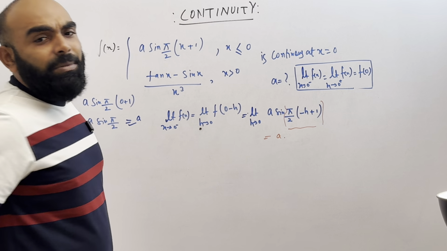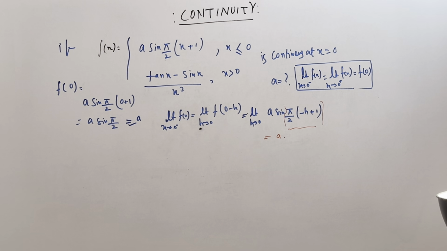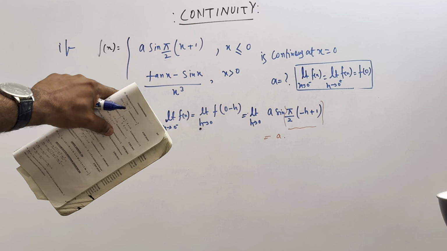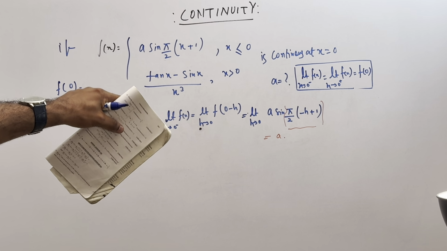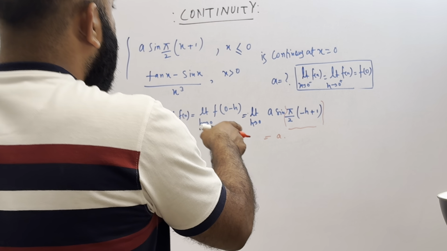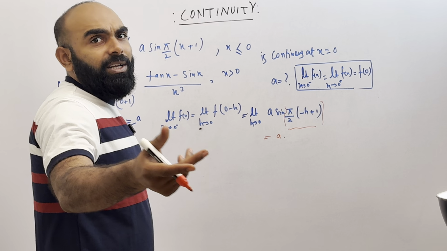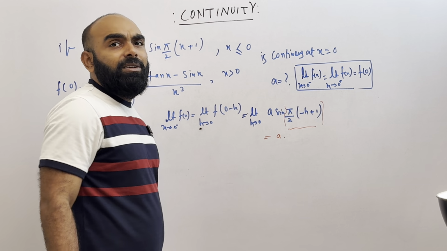I will keep the value directly, because nothing is in the denominator. By keeping h equal to 0, you can see minus 0 plus 1, that is 0 plus 1, which is 1. 1 into sin pi by 2, it's pi by 2 only. And sin pi by 2 value is?